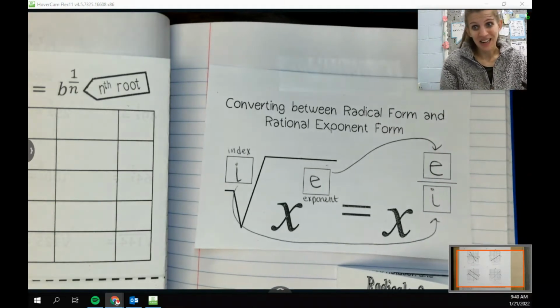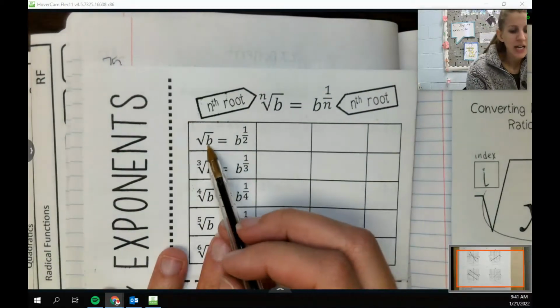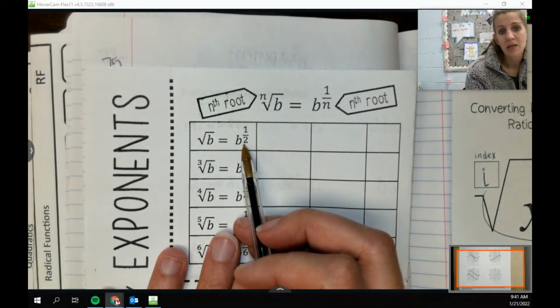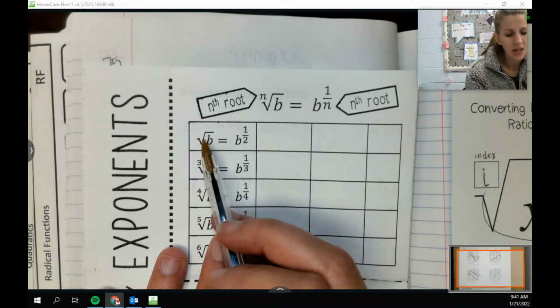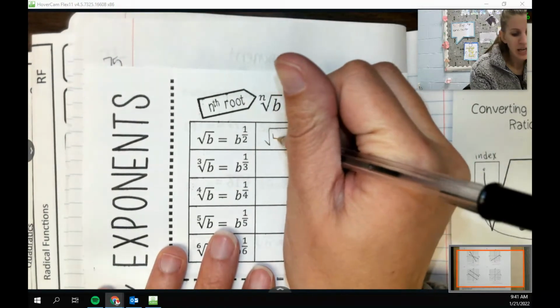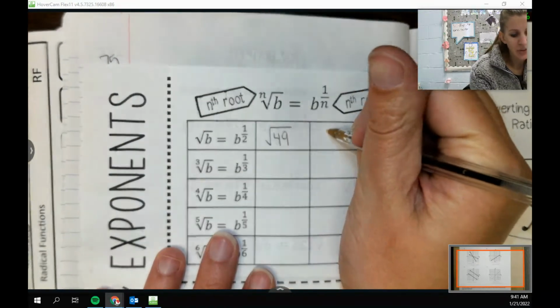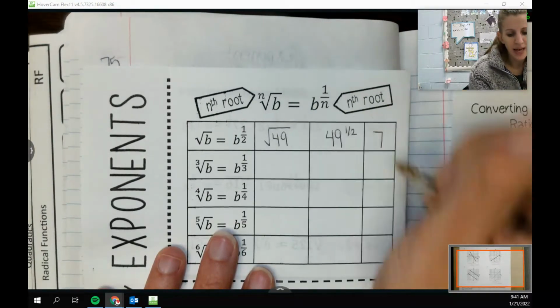Okay, now we're just going to do a billion examples. So let's actually jump over here for a second because these ones are going to be pretty straightforward. So like if I have the square root, that's the same thing as being to the 1/2 power because the exponent here is 1. Our root, if we don't see it, is always 2. So for instance, if I'm looking at the square root of 49, I could really write that as 49 to the 1/2 power. And we should know that either way, it's 7.